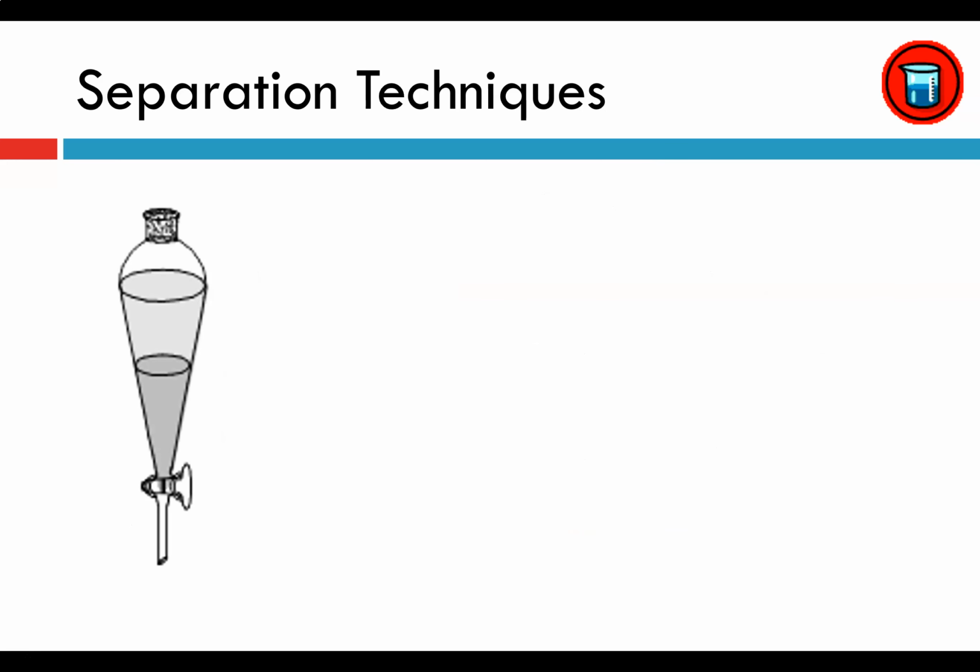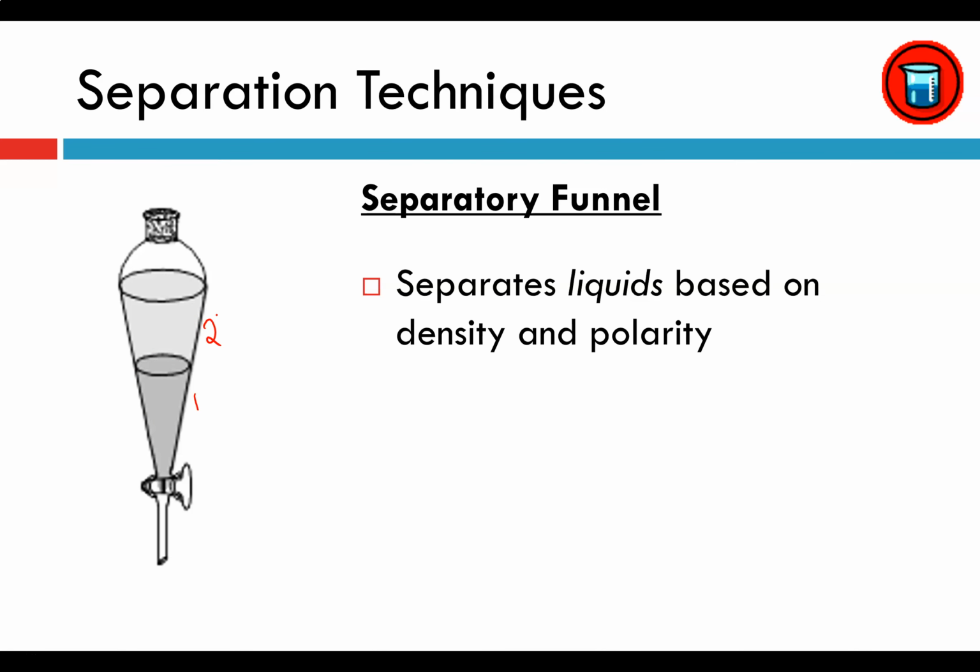Our second piece of equipment is a separatory funnel. So in a separatory funnel, we've got 2 different liquids. I'll call them 1 and 2. So our separatory funnel will separate liquids based on density and polarity. Now, we talked about density in the previous lesson. You've probably seen oil floating on top of water before. Oil has a lower density, so it is going to float if the other liquid present is water.